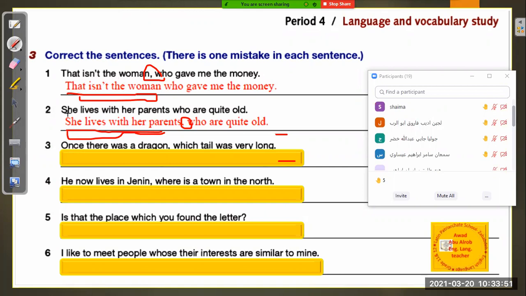How do we know the second sentence is non-defining? If I tell you she lives with her parents, it's a complete meaning. The meaning is complete. We need the comma. Yes, George. Any question? No. Okay. Carol, number 3.